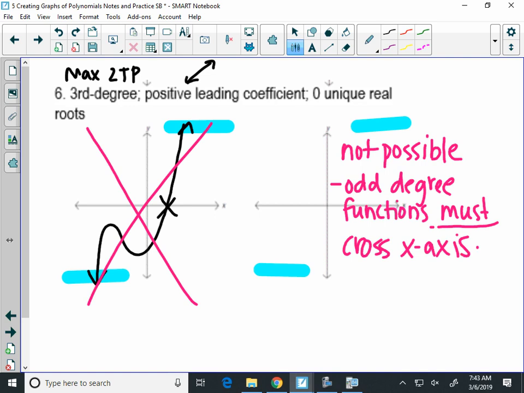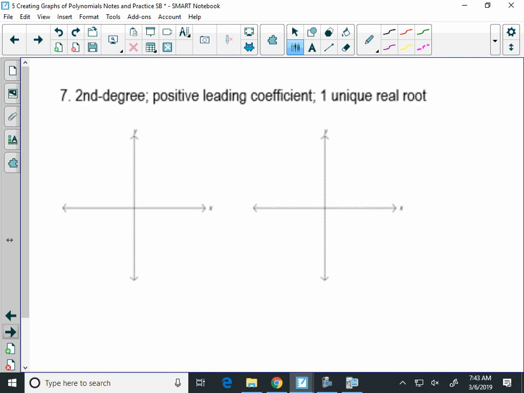So that means they have to have at least 1 real root, which is not possible for this one with 0. All right, 2 more. 2nd degree, positive leading coefficient, 1 unique real root. 2nd degree, 2 is even. Positive leading coefficient means both arrows point up. 2nd degree means you have a maximum of 1 turning point. This is a quadratic, so a parabola, and 1 unique real root.